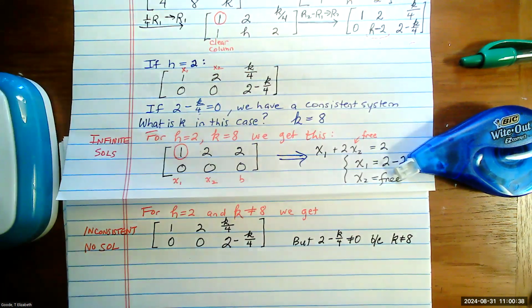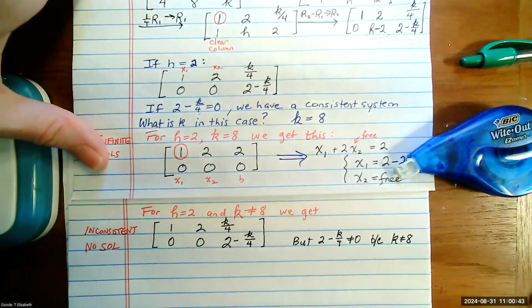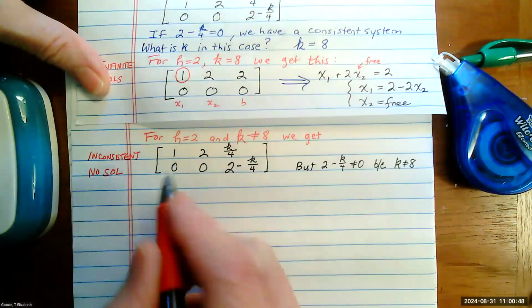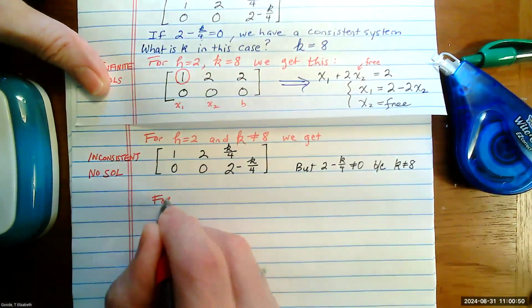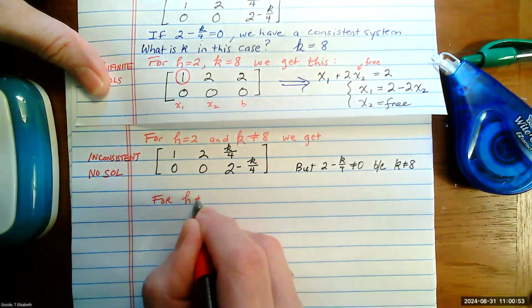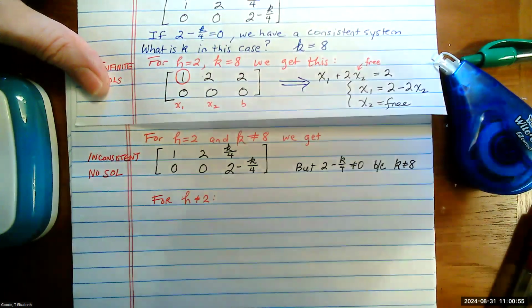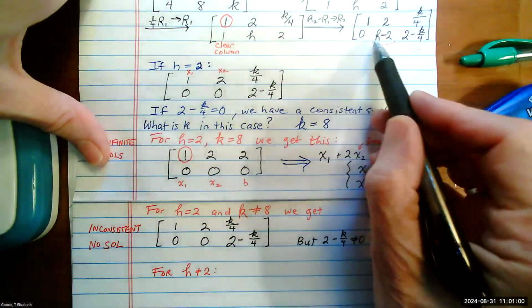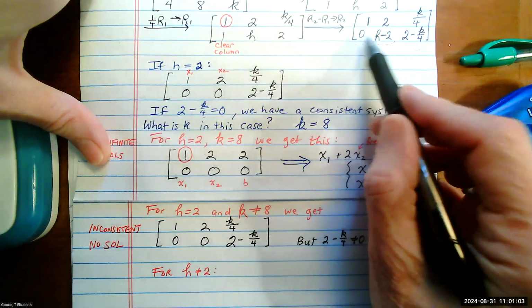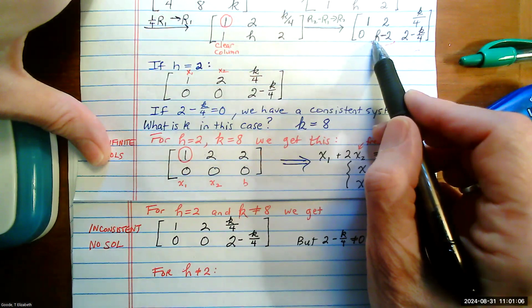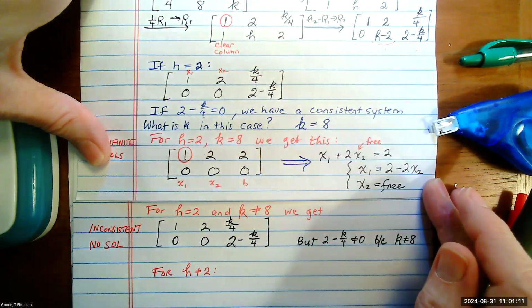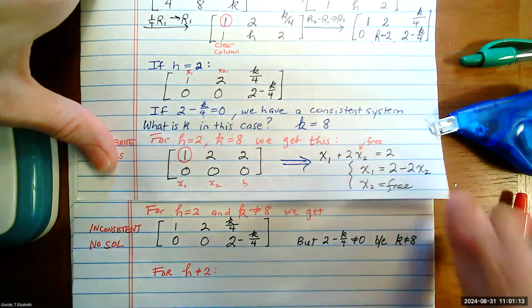Now, things get interesting when we try to actually get a look at the solution when h is not equal to 2. Let me just make sure you can see this. Okay, because this is where we left off. All right, so if h is not equal to 2, then let's just write this down and let's see if we can get that in reduced row echelon form doing some algebra.